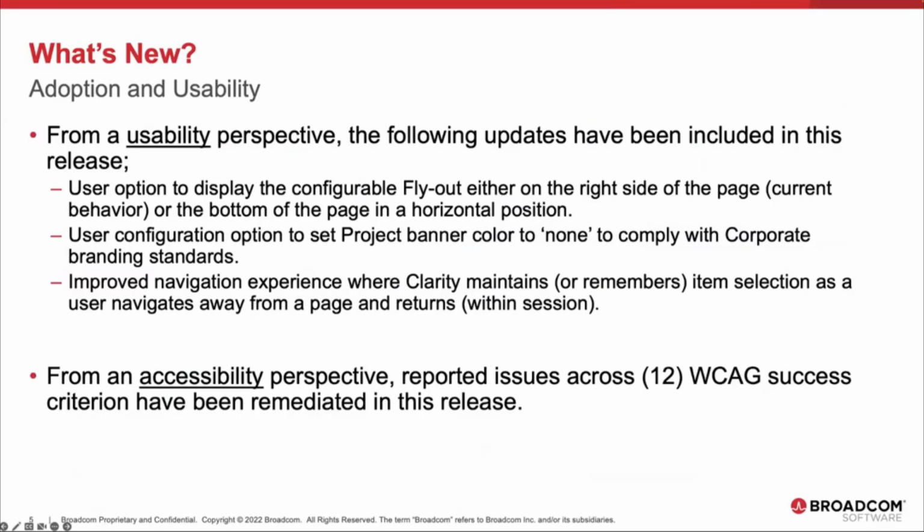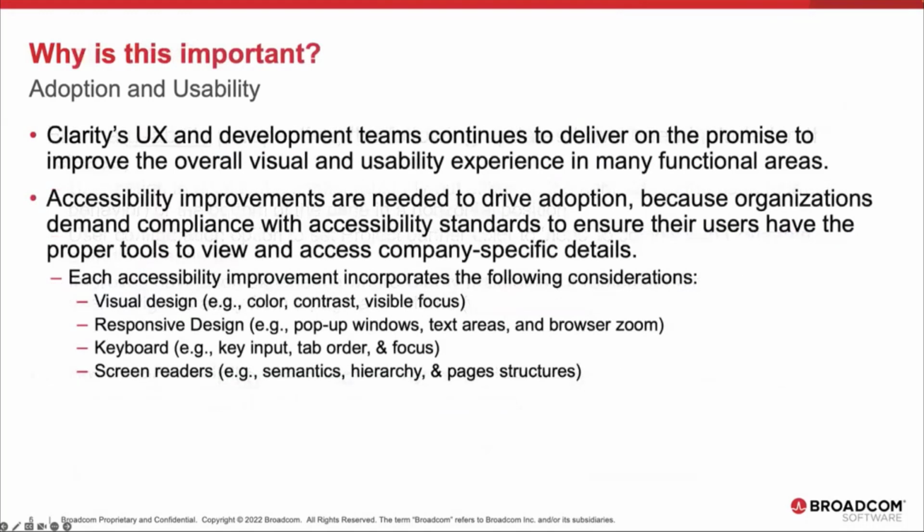And lastly, but not least, from an accessibility perspective, reported issues across 12 WCAG success criteria have been remediated in this release. So why is this important? Well, first, the Clarity UX and development teams continue to deliver on the promise to improve the overall visual and usability experience in many functional areas. From the accessibility perspective, each of those improvements is needed to drive adoption.